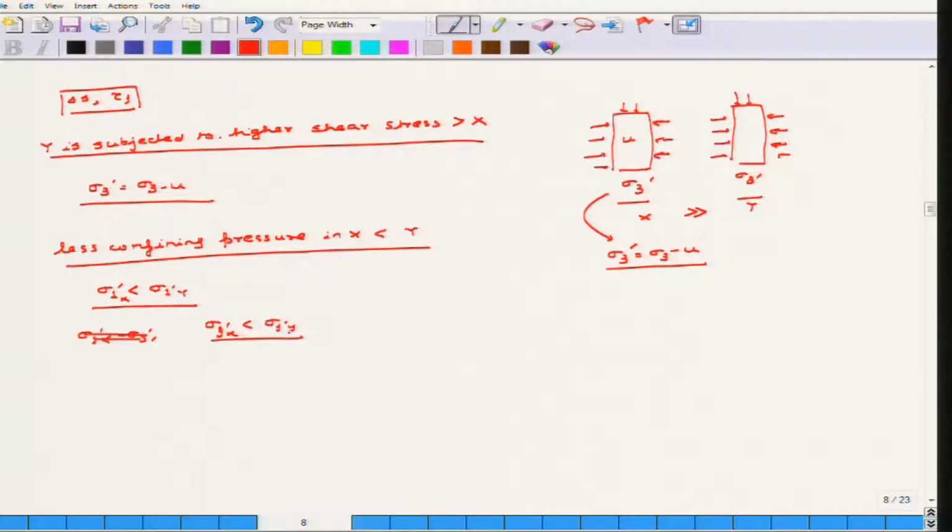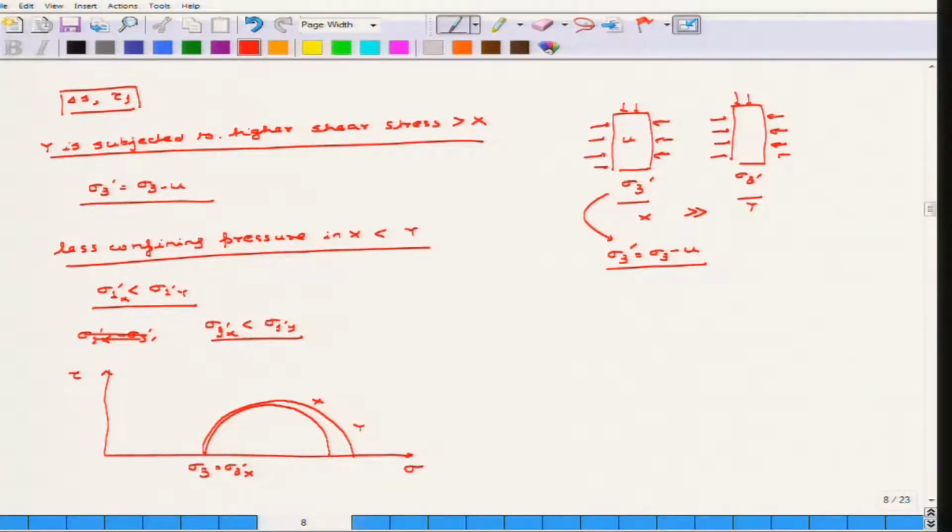So the shear stress for the sample X will be less than the shear stress for Y. Now let us try to draw the Mohr circle and see how this comes out to be. So this is our sigma tau envelope. This is the sigma 3 for the sample X, let us say, at the end of consolidation. So obviously this sigma 3 is equal to sigma 3 dash for X at the end of consolidation, and similarly for Y also it will start from the same point. So obviously it will start from here.